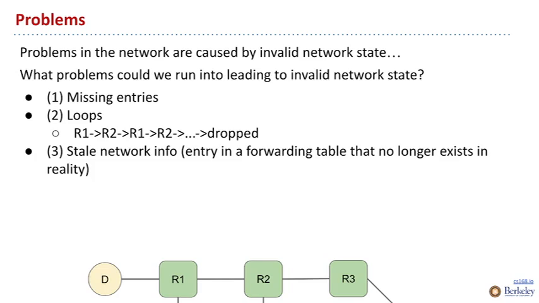Then someone else mentioned loops, and this is exactly a problem. We can get into a situation where two routers think that they are each other's next best hop, but in that case, the packet's never going to make it, and that is a problem because starting from those nodes, you can't get to your destination. And finally, I think you mentioned this stale network information, where not everyone knows about a failure that's happened.